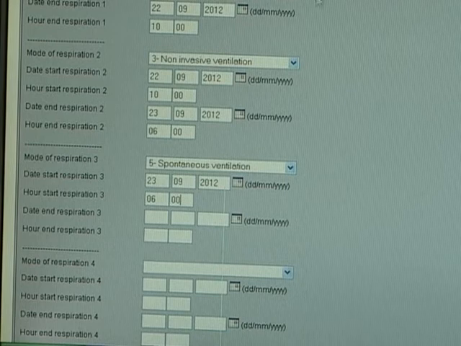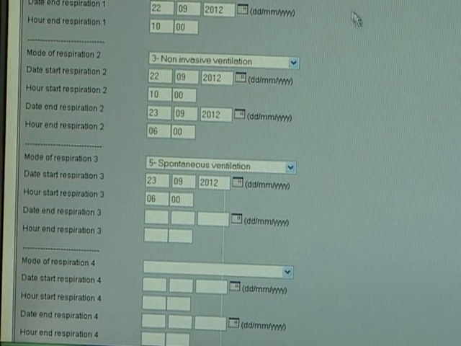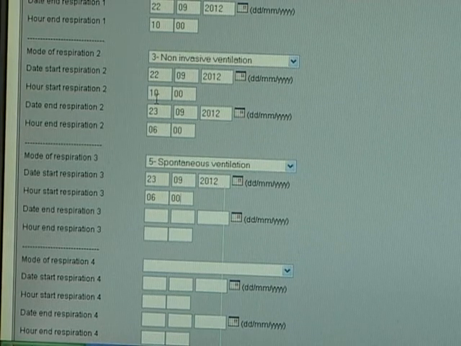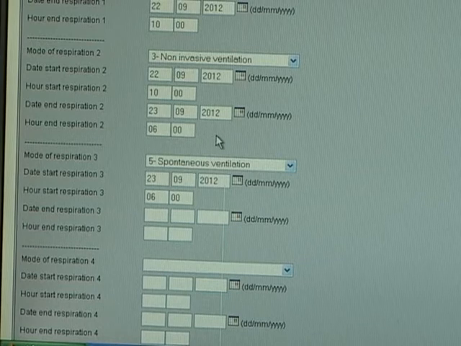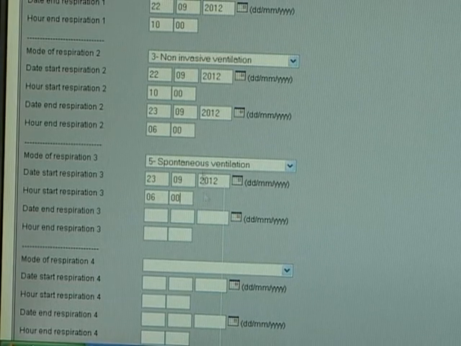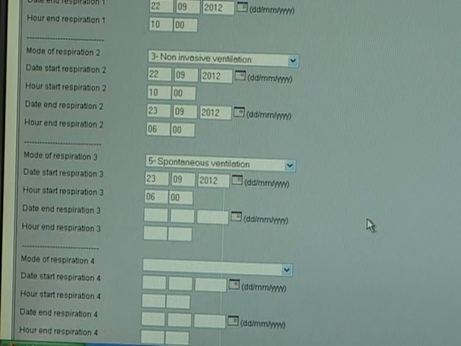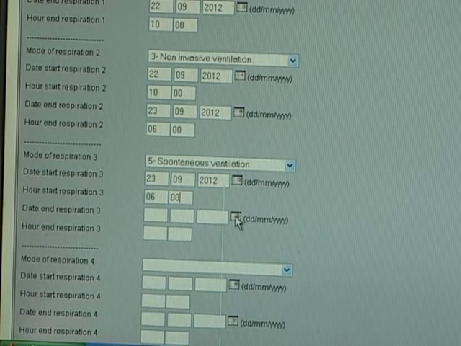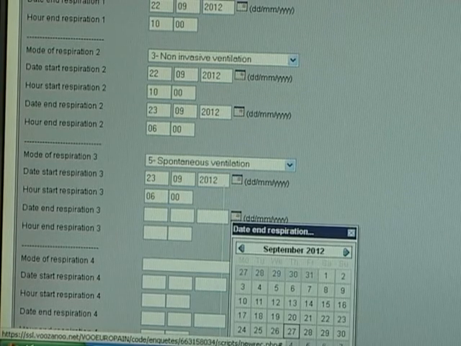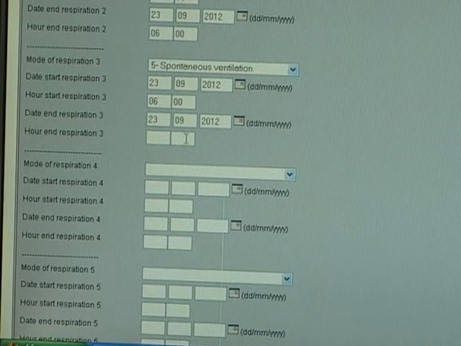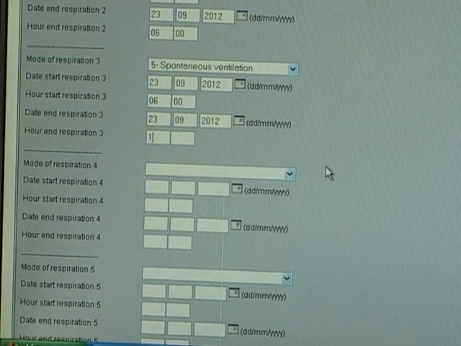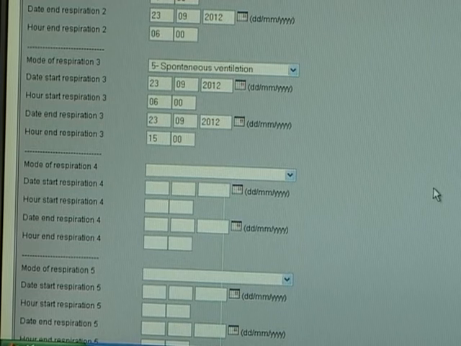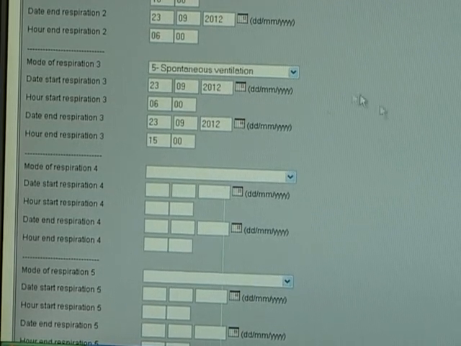Notice that the 3 sequences of ventilation should be continuous. This one ended at 10, the next one starts at 10 and ended at 6 a.m. on the 23rd, and the next one starts. If the patient leaves the unit this day, then you should mention this as the end of the mode of respiration. So let's say that the patient leaves the unit at 3 p.m. on the 23rd. So these are the modes of respiration for this baby.